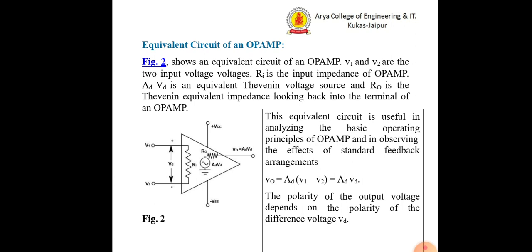Now, what is the utility of this equivalent circuit? This equivalent circuit is useful in analyzing the basic operating principle of the op-amp and in observing the effect of standard feedback arrangement. The output of this op-amp will be equal to the differential gain AD times the difference of the inputs applied, that is V1 minus V2. This V output can also be written as AD into VD. The polarity of the output voltage will depend on the polarity of the difference voltage VD.